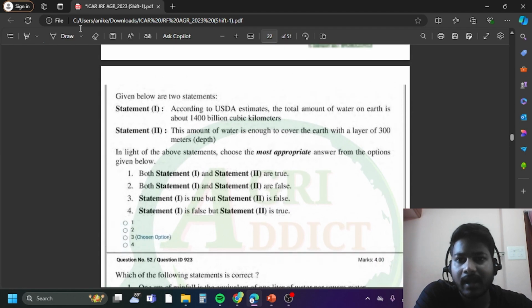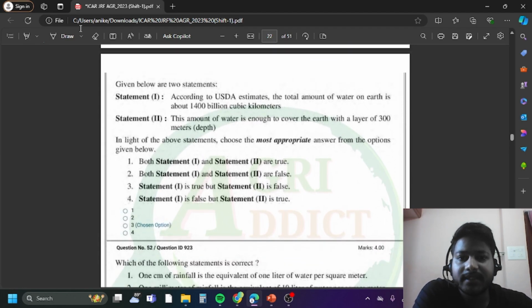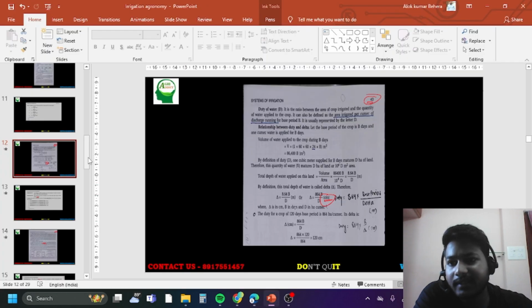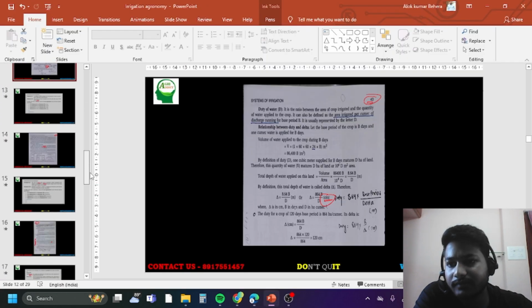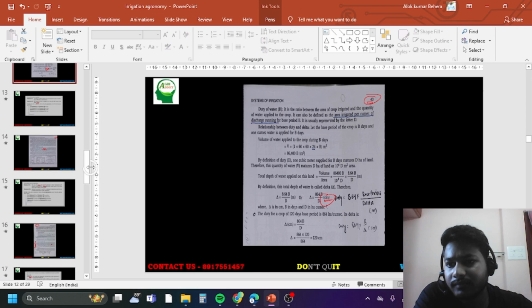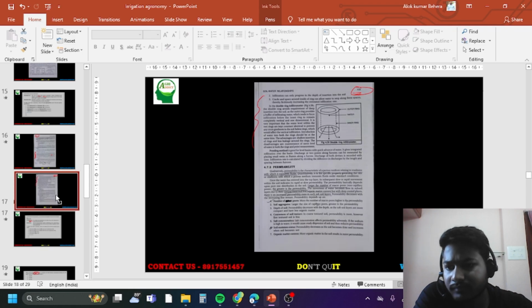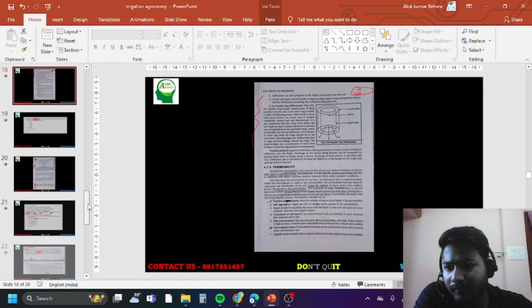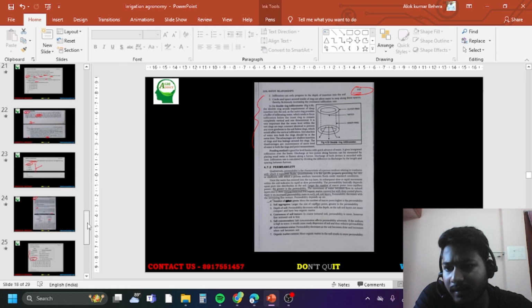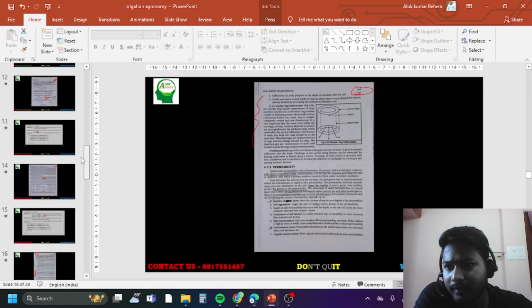Next is, according to USDA estimates, the total amount of water on earth is about 1400 billion cubic meter. Statement number 2 given, this amount of water is enough to cover the earth with a layer of 300-meter depth. So if we go to the book, that is the irrigation agronomy book, okay, I will show you. Where it is there.